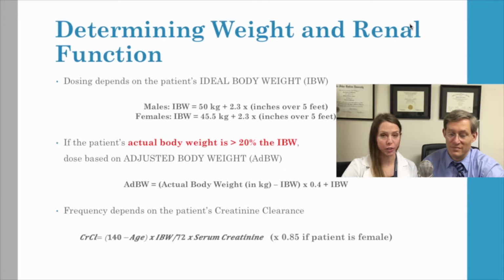If the patient is close to their ideal body weight, that's how we do it, 15 milligrams per kilogram ideal body weight. If a patient, however, is obese, or if they are greater than 20% above their ideal body weight, that's when we use what we call the adjusted body weight or dosing body weight. I would strongly advise that you coordinate with pharmacy in calculating these equations.